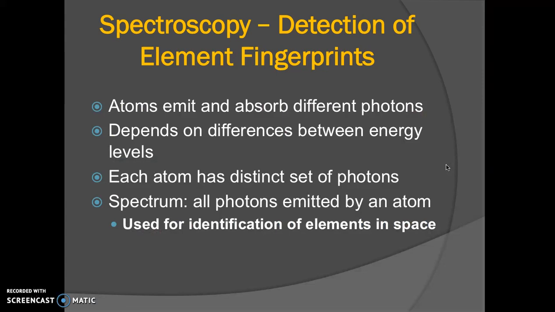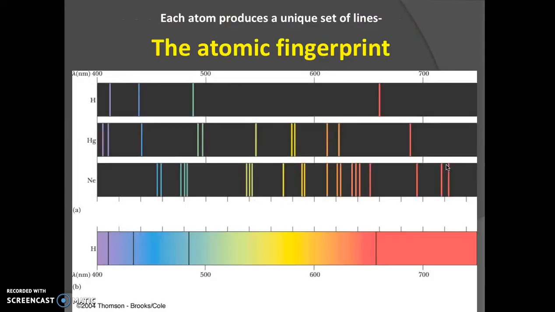So the atoms absorb and emit different photons, and it depends on the differences between the energy levels. And the spectrum is what's produced by those photons being emitted by the atom. And so those are the fingerprint signatures of the spectrum of different elements. So here's the signature of hydrogen, mercury, and neon.